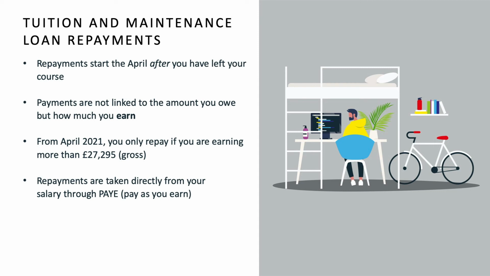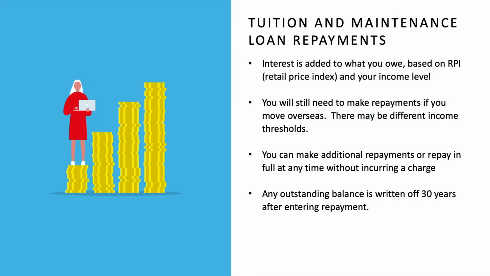Payments are deducted from your salary by your employer. The interest charged for the loans is based on the Retail Price Index plus 3%, and loans are written off after 30 years. You pay 9% of your income over the threshold of £27,295. So, for example, if you earn £30,000 when you graduate, you would repay approximately £26 per month.